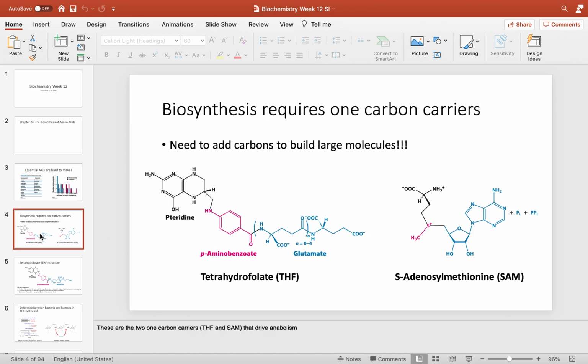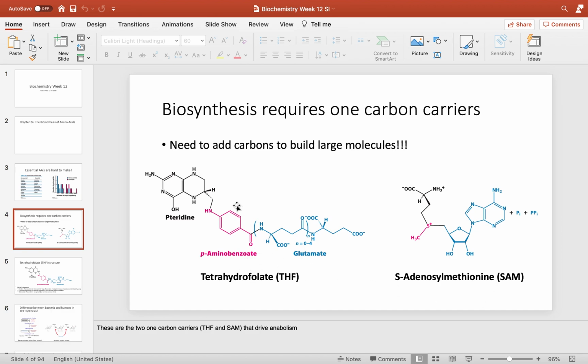So our amino acids actually play a very important role in the biosynthesis of new compounds within our cell. In other words, anabolism. And there's an important intermediate in this process called a one-carbon carrier that strips off one-carbon fragments from these amino acid backbones and adds them together. So the two one-carbon carriers we'll be looking at are THF and SAM. THF is short for tetrahydrofolate, whereas SAM is short for S-adenosylmethionine.